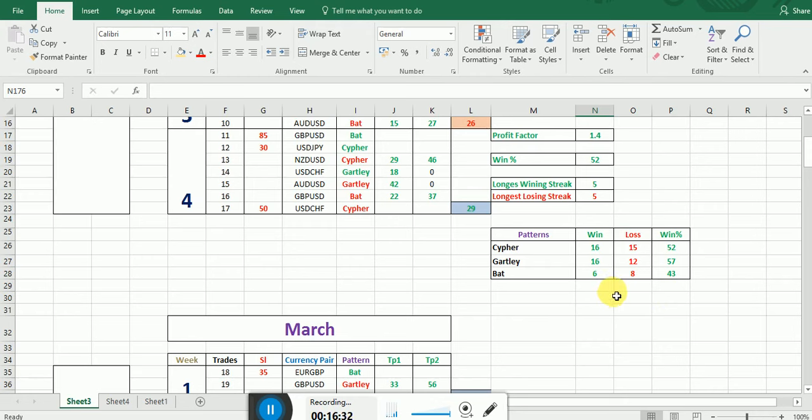You can see the Bat pattern is the one that's been letting us down, although we haven't taken a lot of those trades. I mean, the Cipher pattern, I expect that percentage to be up, way up, but yeah, we have to wait and see. And then the Gartley pattern, yeah, it's around about 60%, that's the way it should be with Gartley patterns. But we'll see. It's been really good.